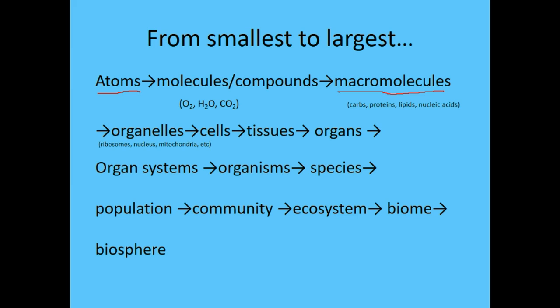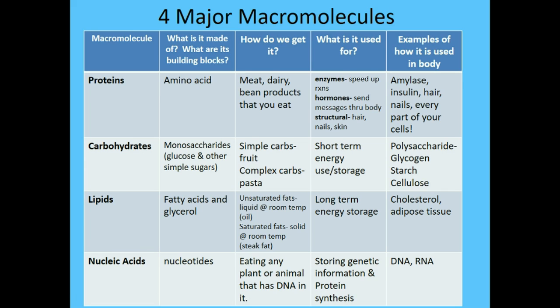Okay, then from there they can become tissues, they become organs, organ systems, organisms, and then you can go bigger: species, population, community, ecosystem, biome, and biosphere. But for this segment, we're just going to focus on cells and what makes up cells and the parts in there. So first of all, we're going to talk about the four macromolecules.